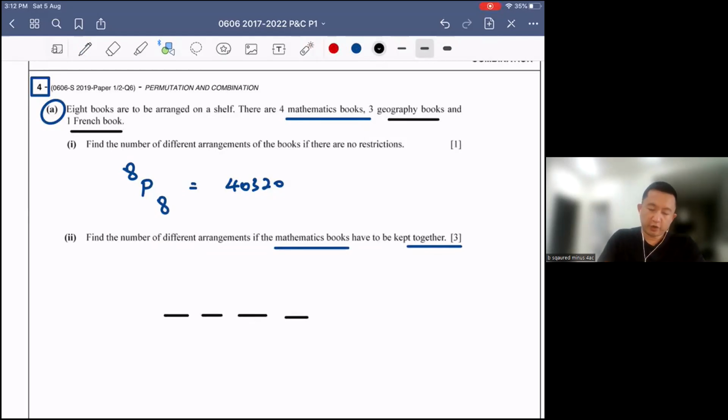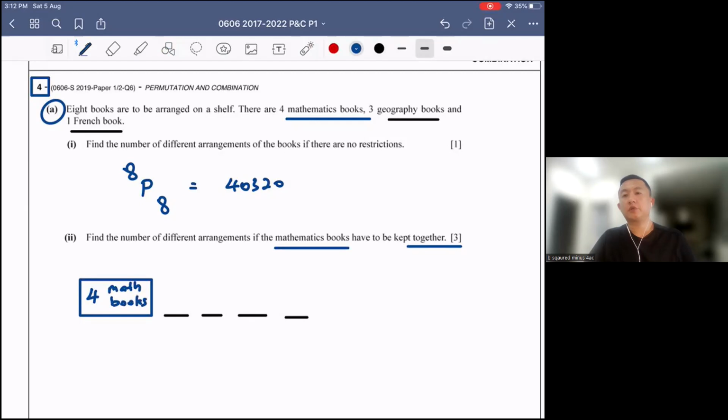Am I right? But for the mathematics books, very special. These 4 math books, we are going to tie them together to make sure that they are always placed together. So you have to imagine as if you are tying them together. I will tie all the math books together because they have to be kept together. So when you do that, it's basically one entity. One entity consists of 4 math books together. One entity. So think about that, right? 4 math books here. Okay, the rest is geography, geography, and also geography, and also the French book.